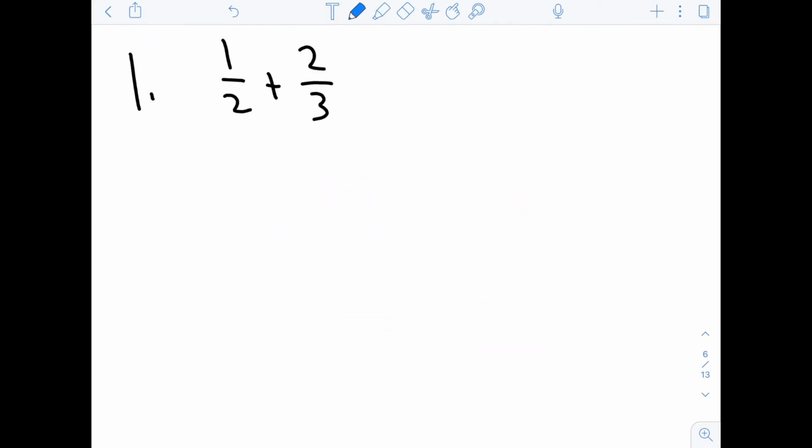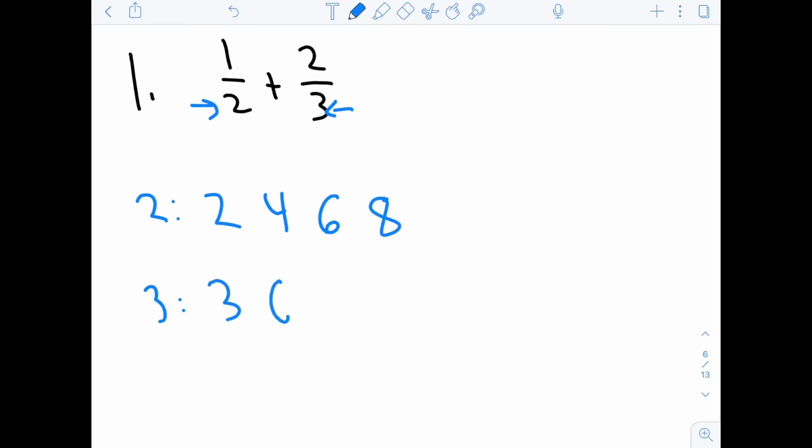So if they have different denominators, we have to, again, find the LCD. This time it's with 2 and 3. For 2, the multiples are 2, 4, 6, 8, and so on. For 3, there's 3, 6, 9, 12. And the lowest common denominator is 6.